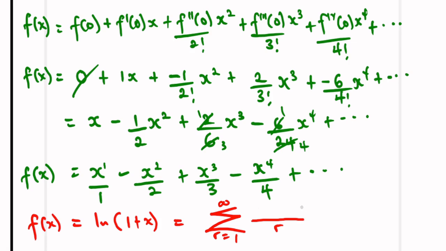Now the numerator is going to be x raised to the power R because R is going from 1 to infinity also. So the first one is going to be x raised to the power 1, the next one is x raised to the power 2, and so on. Now the next thing we need to look out for is the signs. For the first term, there's a plus sign here. Here there's a minus, here there's a plus.